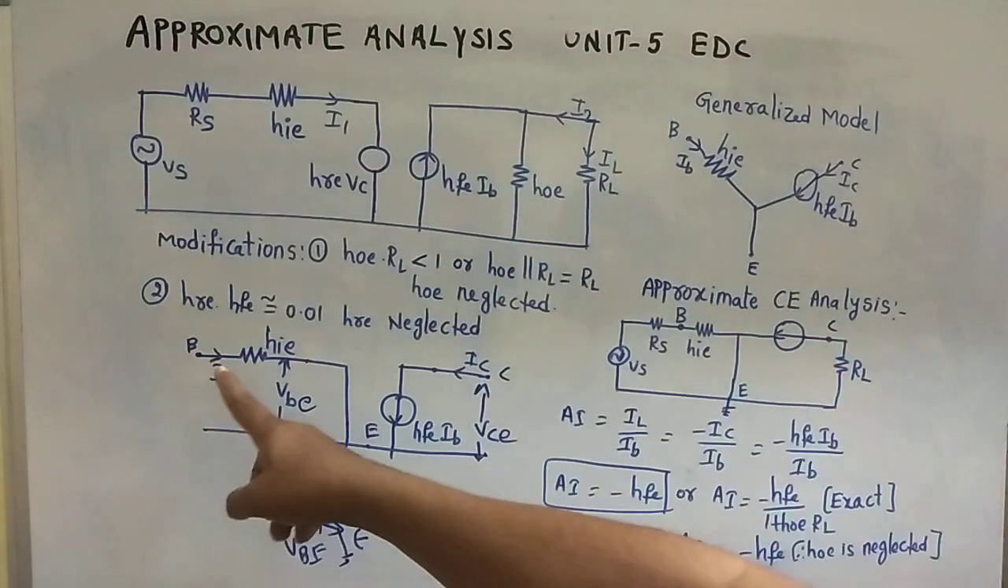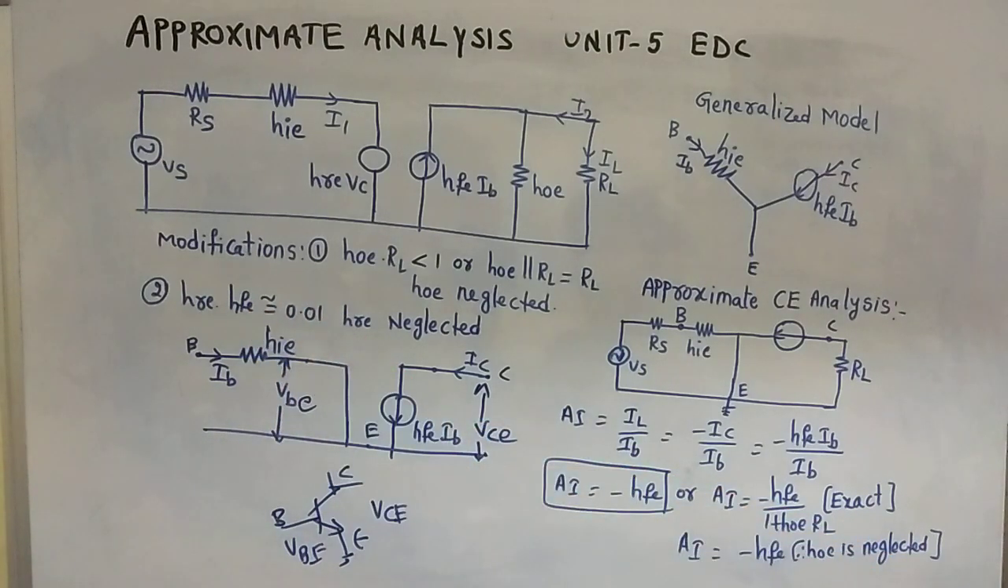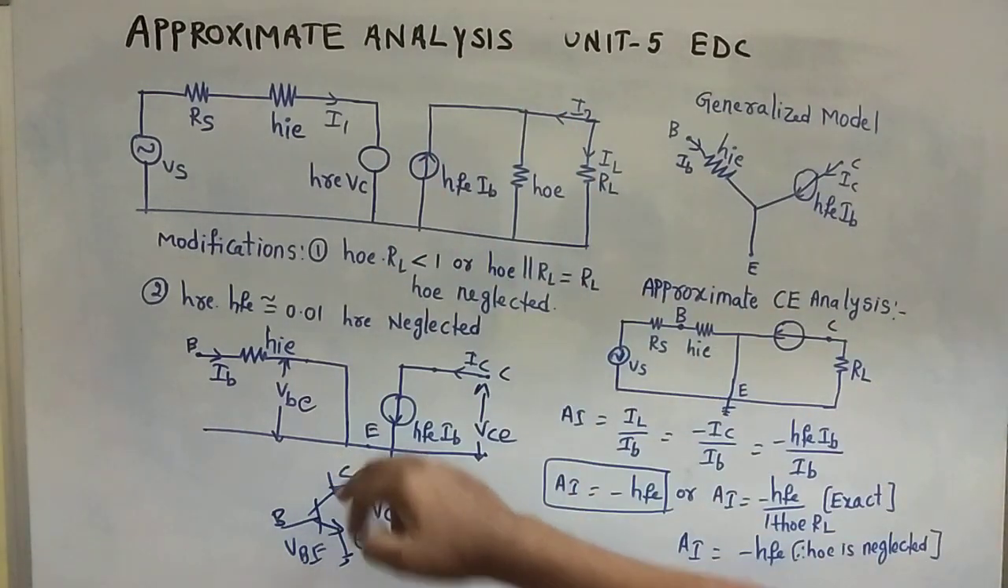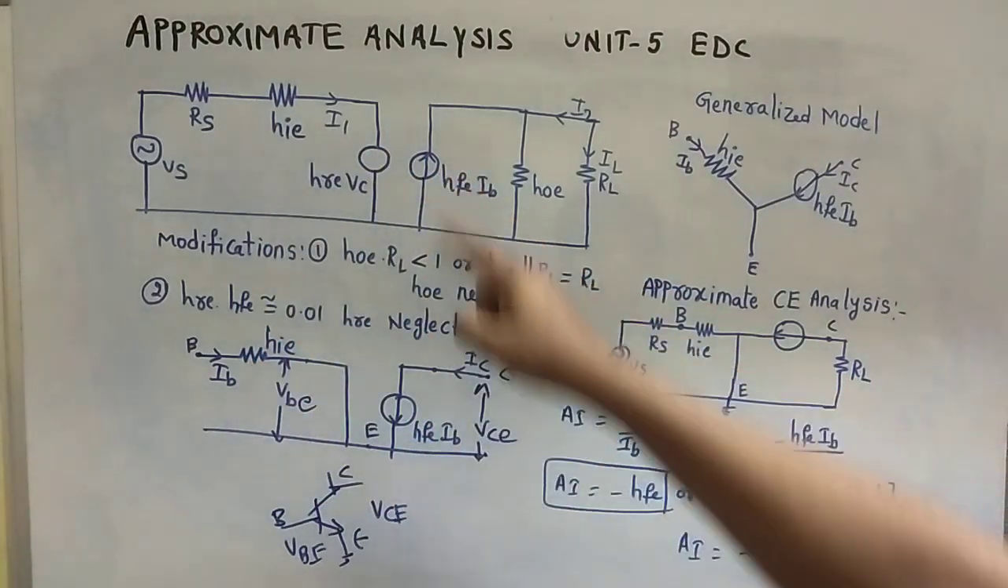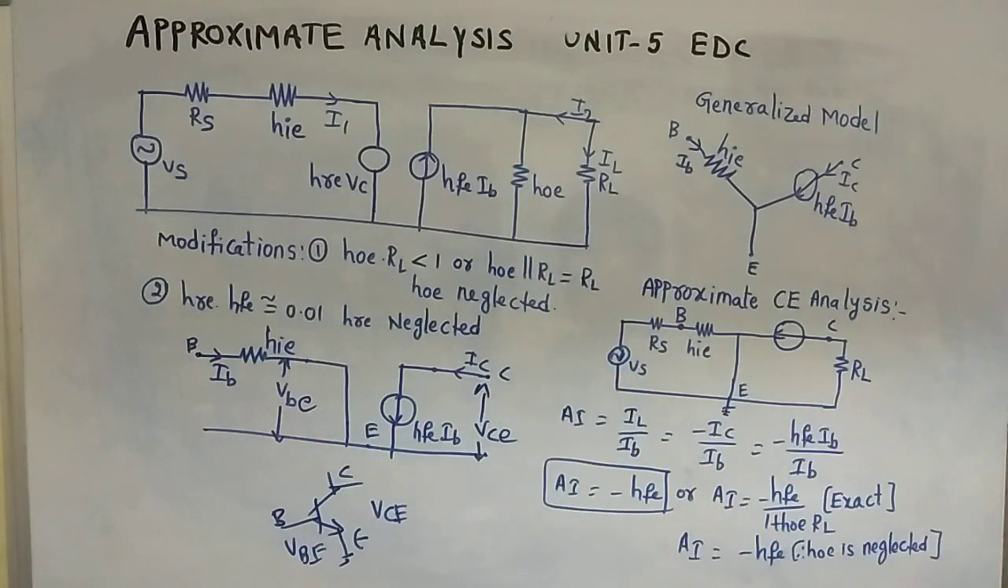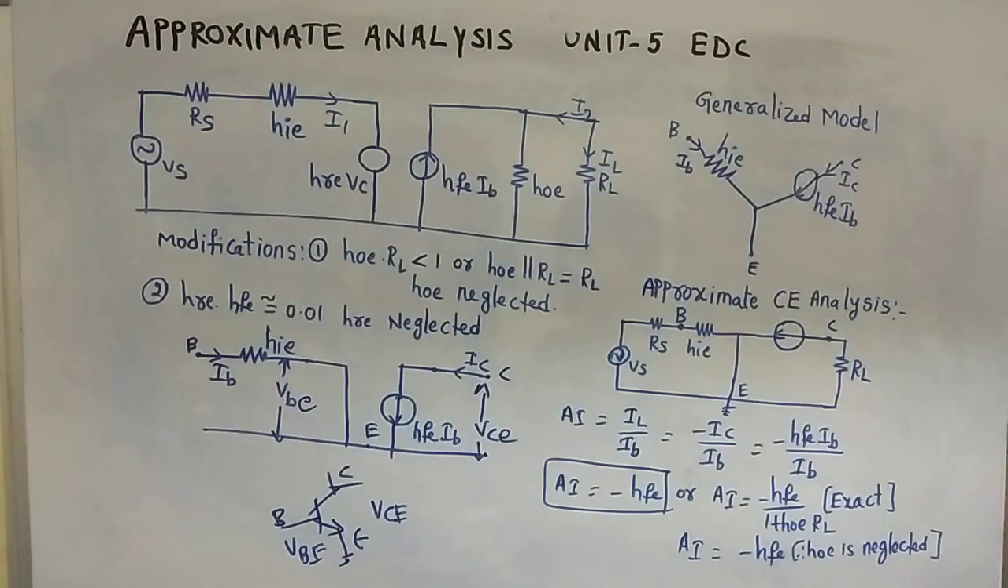Similarly, hre into hfe, if you multiply those two, is approximately equal to 0.01. Then hre is also neglected. So these are the two modifications, and then the circuit becomes like this. In place of hie, I am taking hie. This one is neglected, hfe Ib is as it is, and hoe is neglected. So this is a common model for all configurations. RL and Vs, Rs are additionally there for any amplifier. It may be common emitter, common base, or common collector configuration.